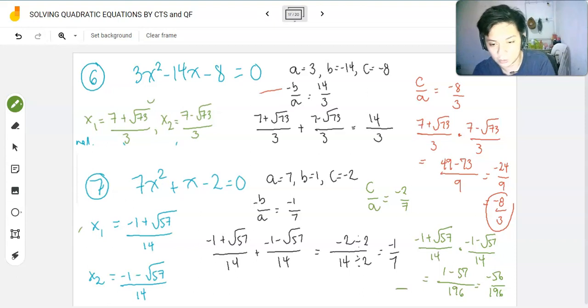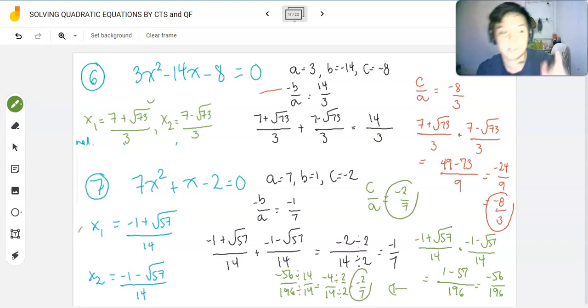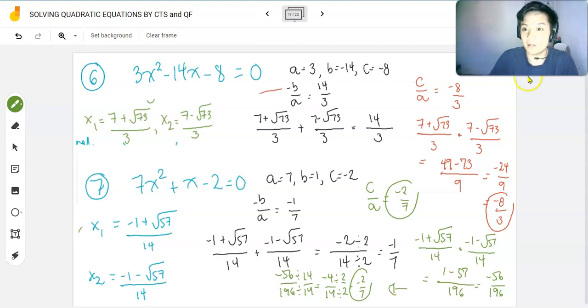So, ito ko sulat ha. Yung negative 56 over 196, pwede yan i-divide muna parehas by 14. So, we'll get negative 4 over 14. And divide natin now by 2, we will get, yes, negative 2 over 7. Parehas doon sa binigay ng c over a. So, tama. Hanggang doon muna. Bye for now.